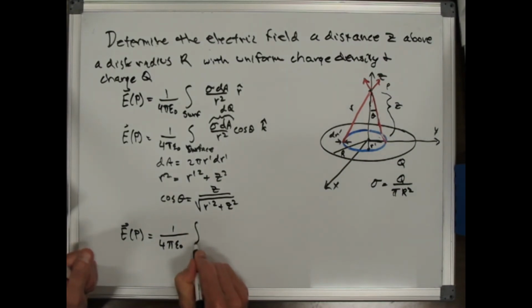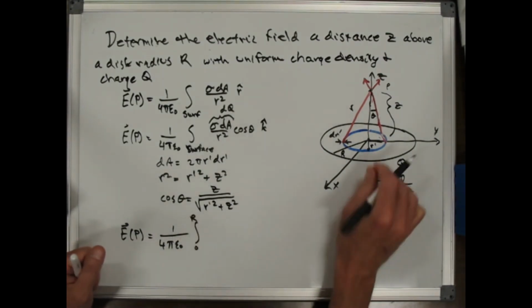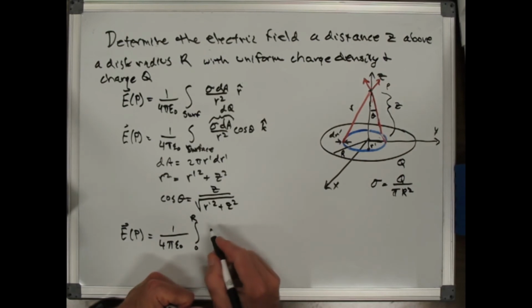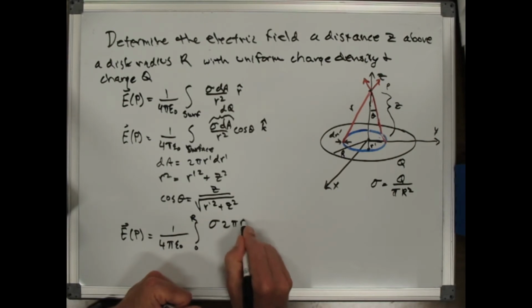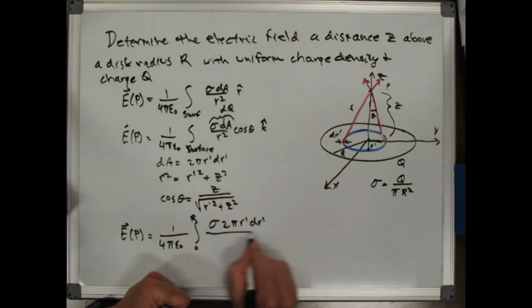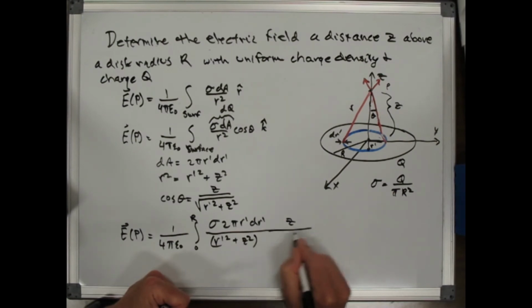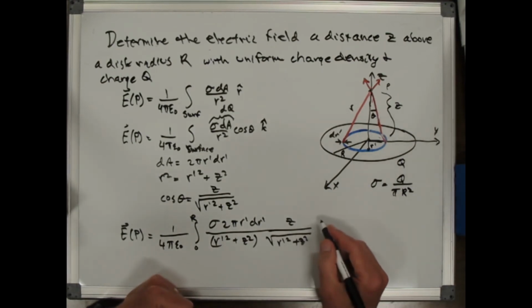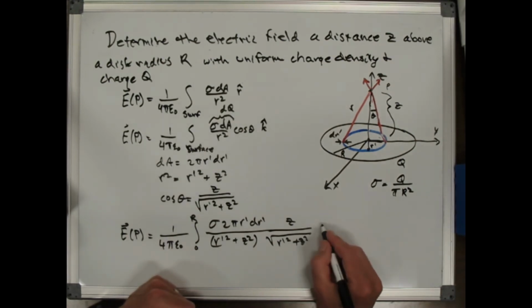times the integral. And now I can integrate this thing from 0 to r, because that's where my rings go, from a radius of 0 to a radius of the whole sphere, or the whole disk, right? And I just replace all these things. The sigma stays the same. The dA is 2 pi r prime dr prime. The r squared is r prime squared plus z squared. The cosine theta is z over the square root of r prime squared plus z squared. And finally, I'm just left with a k hat.